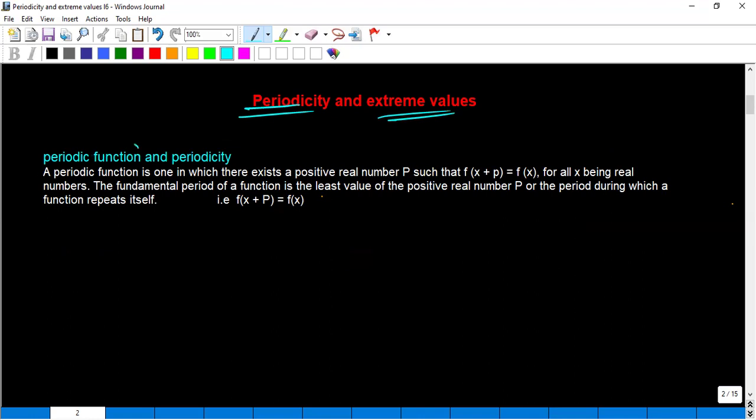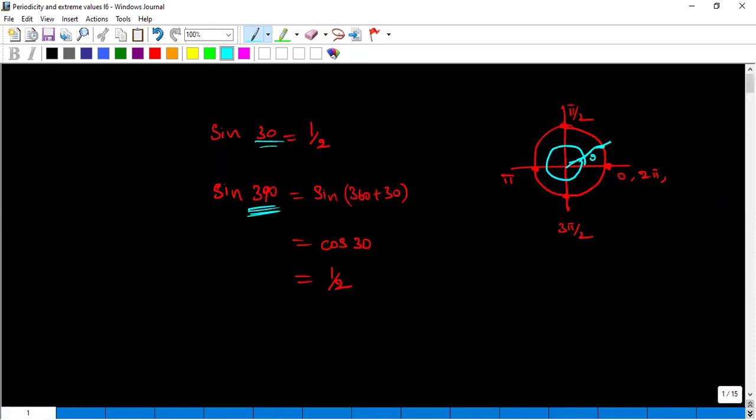First of all, you should understand what is a periodic function. A periodic function is one for which there exists a positive real number p such that f of x plus p is nothing but f of x. Don't worry about the definition. They will not ask to prove or disprove the definition. Just try to understand the concept. Here we have seen after every 2 pi, the same value is coming. After every 2 pi for sine, we are getting the same value. Sine 30 and sine 390 is same, 1 by 2. This particular nature we call as periodicity.